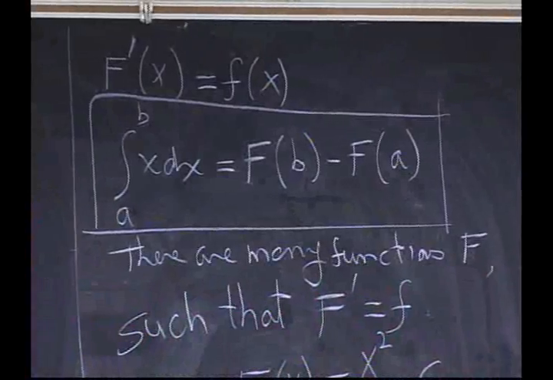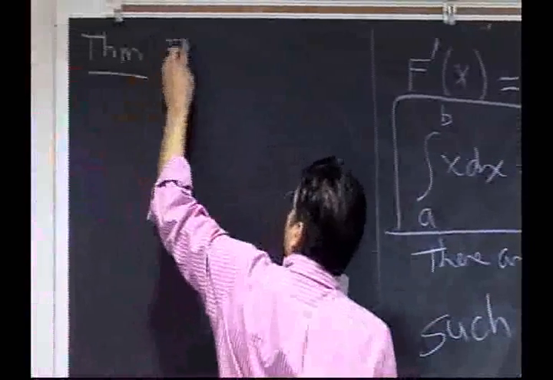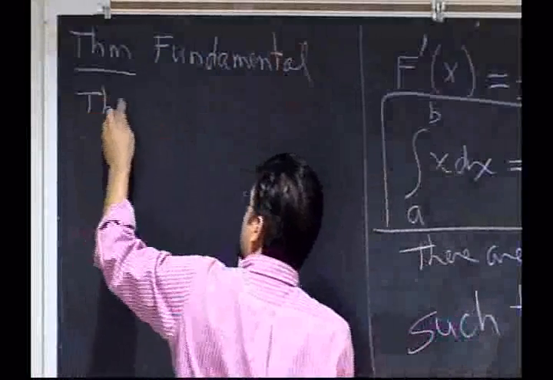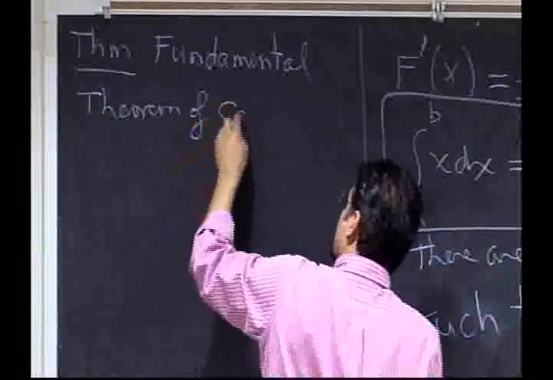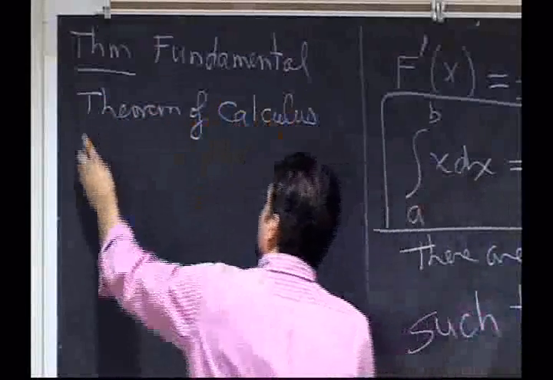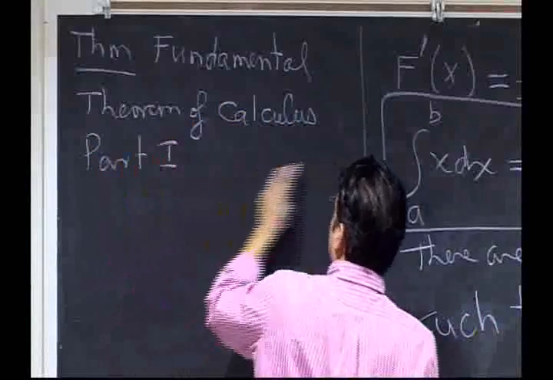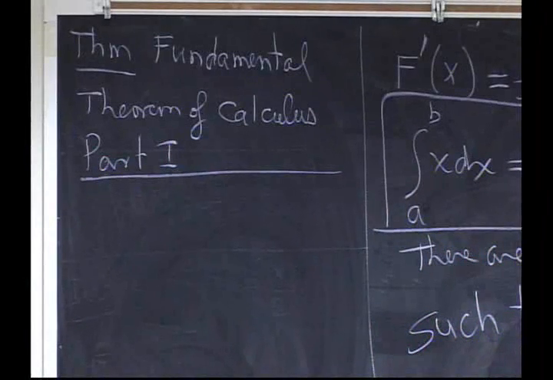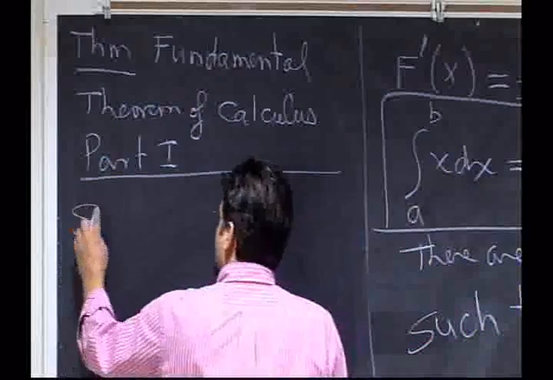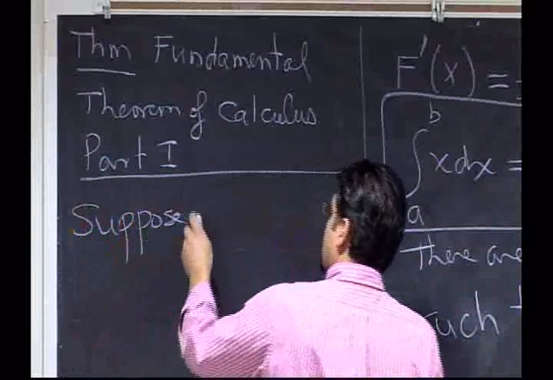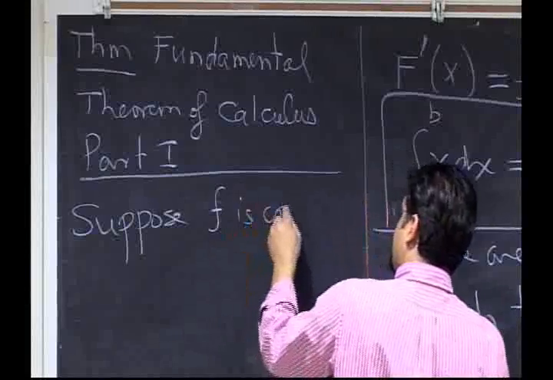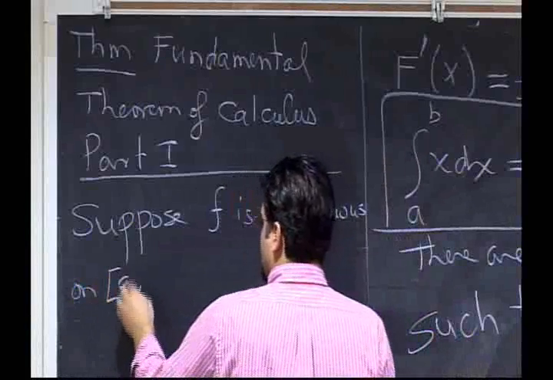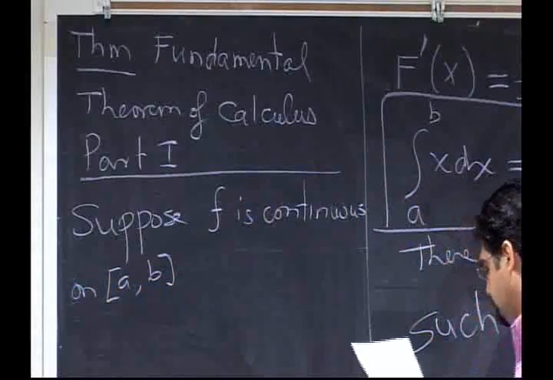So here we go. The fundamental theorem has two parts, and this represents the first part of the fundamental theorem of calculus. So it says, suppose f is continuous on a closed interval [a, b]. Okay?